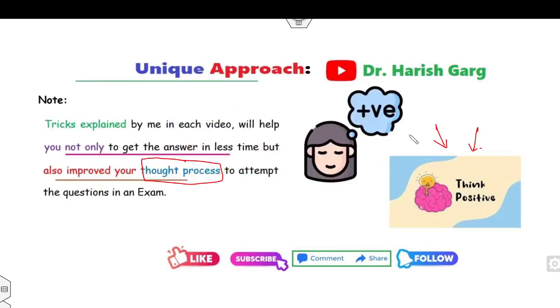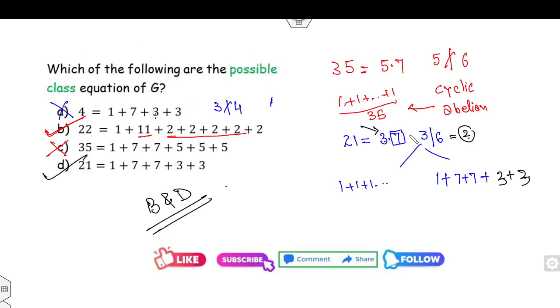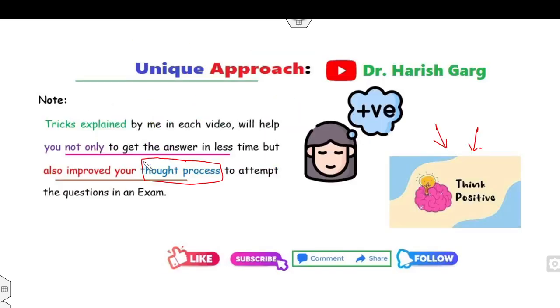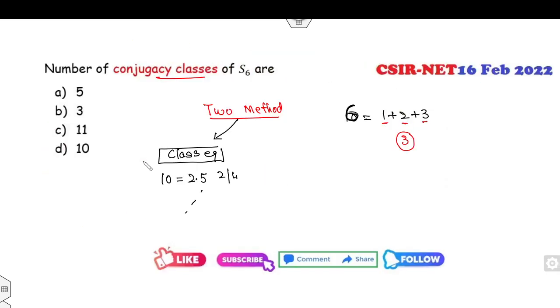So in this example, how many conjugate classes of 22? You can count them: 1, 2, 3, 4, 5, 6, 7. There are 7 conjugate classes of 22. How many conjugate classes of 21? 1, 2, 3, 4, 5. 5 conjugate classes of 21. Anyhow, I will tell you the second method. This is the first method.